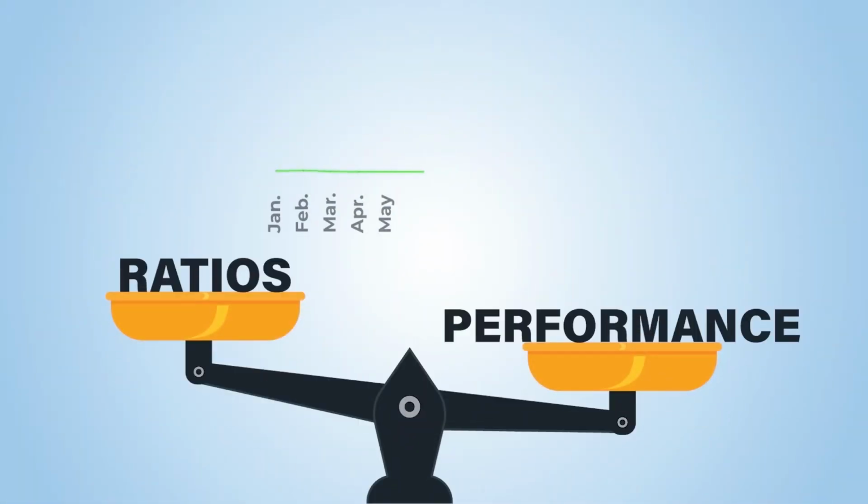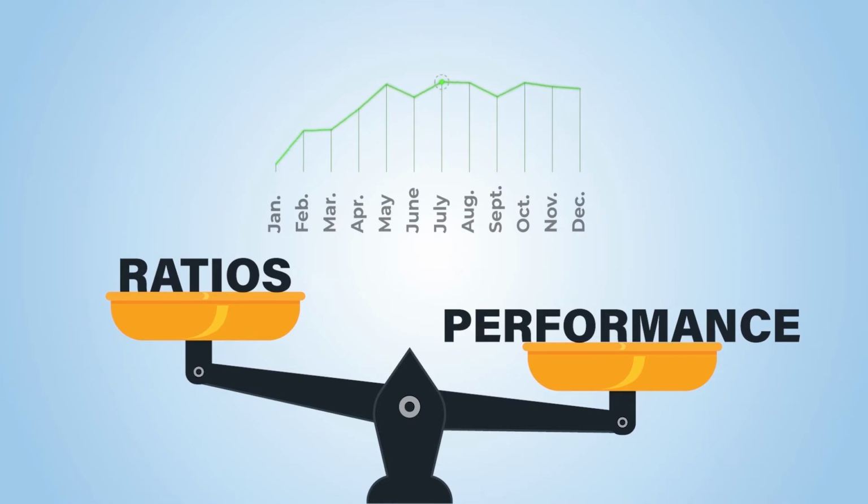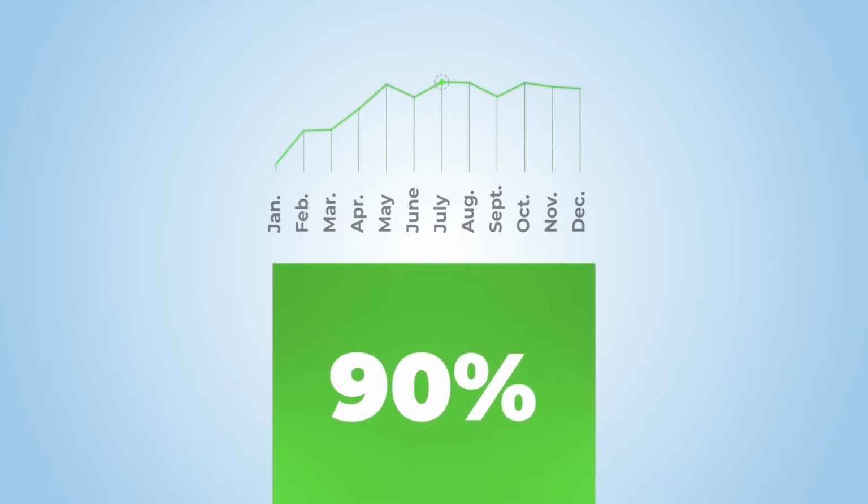So let's get started. Ratio analysis is simply comparing different ratios to measure your credit union's performance over time, determining whether the performance is as you expected or whether strategic decisions are needed to improve your credit union's operation. So what kind of ratios are we talking about?